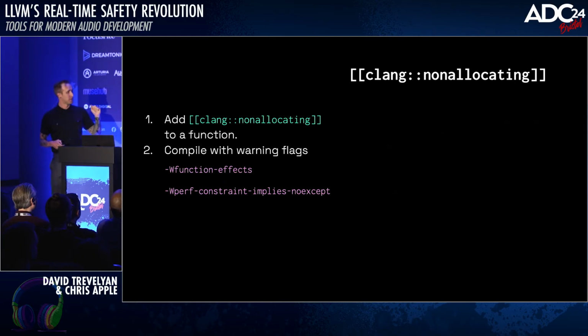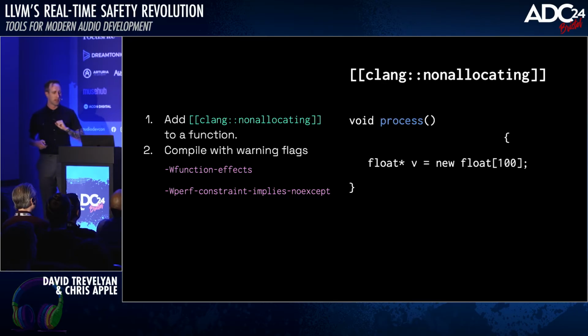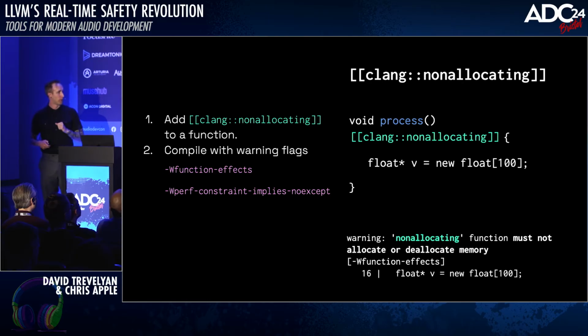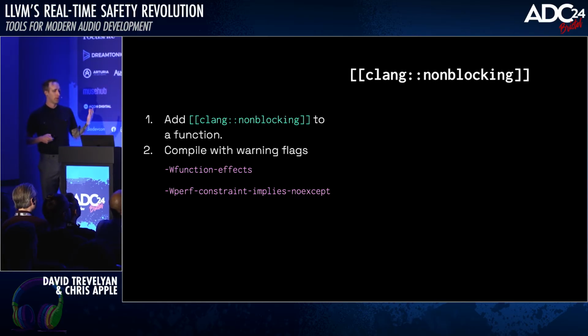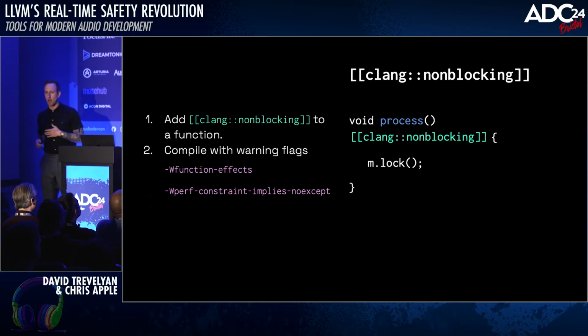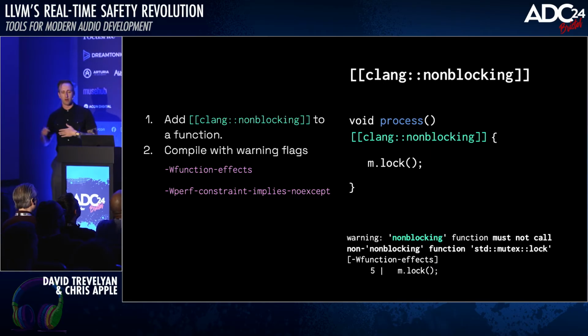To see these things in action, just like Real-Time Sanitizer, there are two steps. Let's say you have a process block that you want to avoid allocations in. You define your method, you add the non-allocating attribute, and you get a helpful compiler warning saying the non-allocating function must not allocate or deallocate memory. As simple as that. Very similarly, non-blocking. You have a process block that you want to make sure you're not taking locks in, calling system calls, etc. You add the non-blocking attribute to this function, and you compile, and you get: non-blocking function must not call non-blocking function std mutex lock.